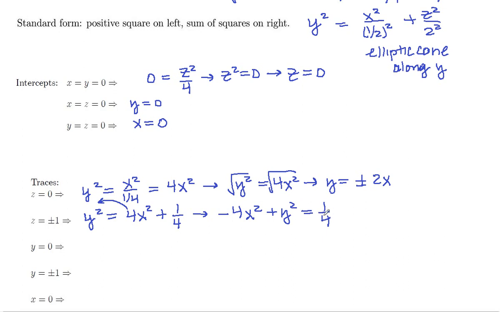And then multiply through by 4 to make that 1/4 a 1. Put this in standard form. So this will be a negative 16x squared plus 4y squared is equal to 1. And that is a hyperbola.